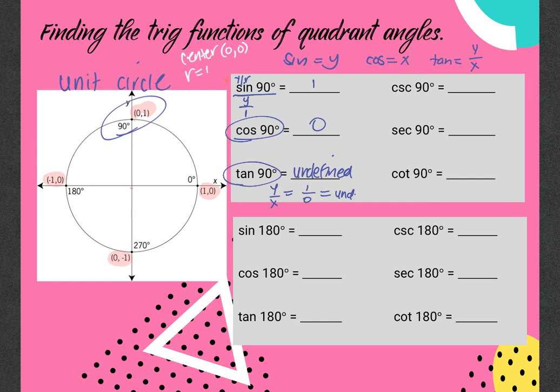So now if I take those things and I flip them, I get the reciprocals, right? So what's the reciprocal of 1? 1. What's the reciprocal of 0? Undefined. If you have 0 in the top, it's 0. If you put it in the bottom, now it's undefined. So then what's the reciprocal of undefined? 0.